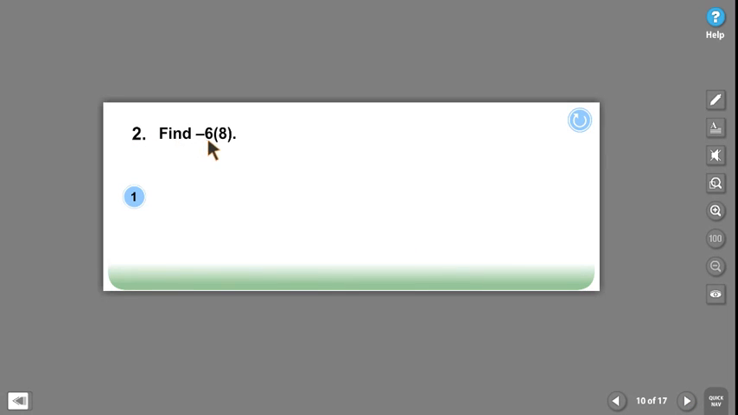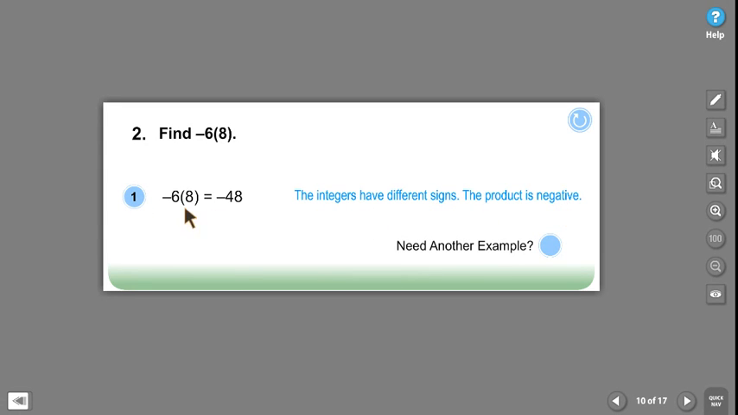Example 2. Find negative 6 times positive 8. The integers have different signs, so the product is going to be negative. So negative 6 times positive 8 is going to equal negative 48.